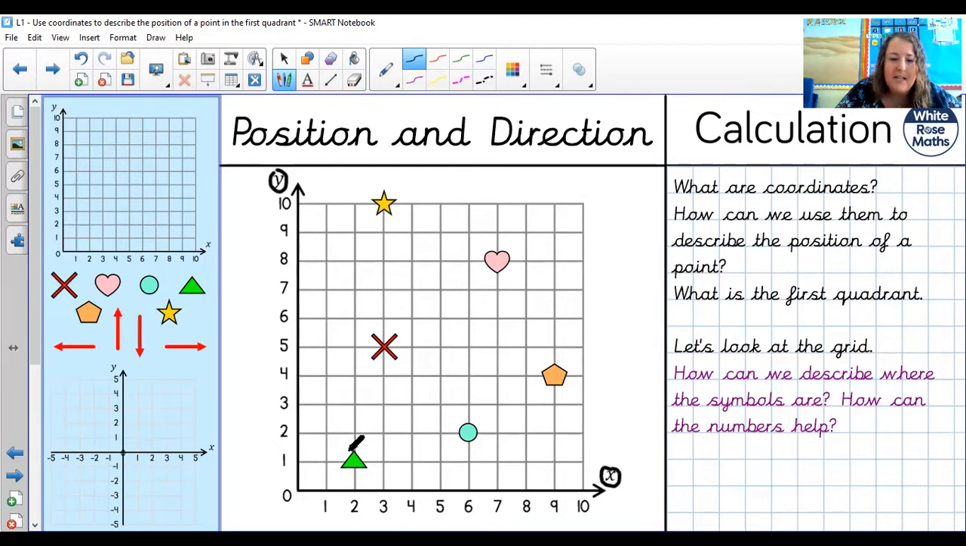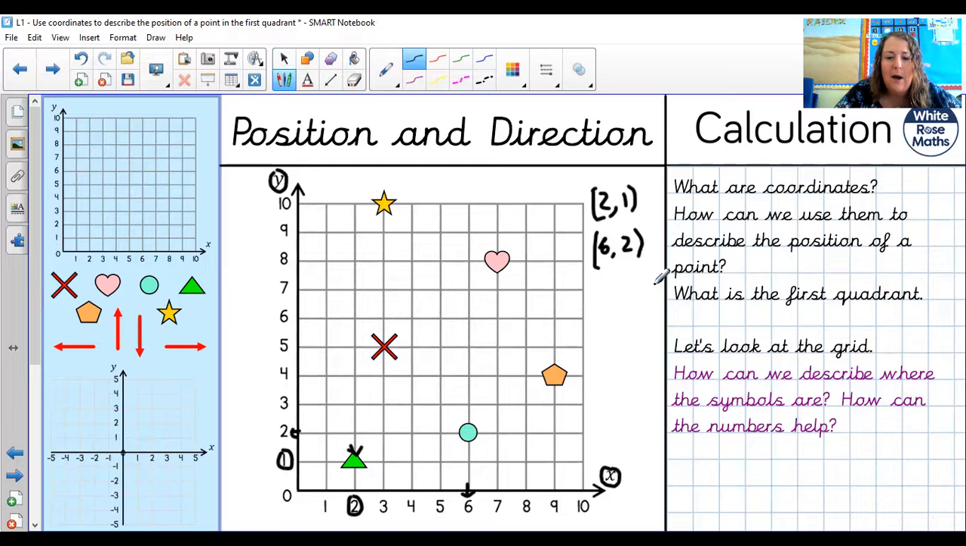So if I'm describing this triangle, I'm going to be using my X number and then my Y number. So 2, 1. And I'd actually just write that out in brackets. I'd have a bracket, a 2, and I'm going to use a comma and then a 1 and then close brackets. So that's my triangle. Let's have a look at another one. Let's have a look at this circle. So the circle, if I go along my x-axis, it's a 6. On my y, it's a 2. So it's going to be 6, comma 2.